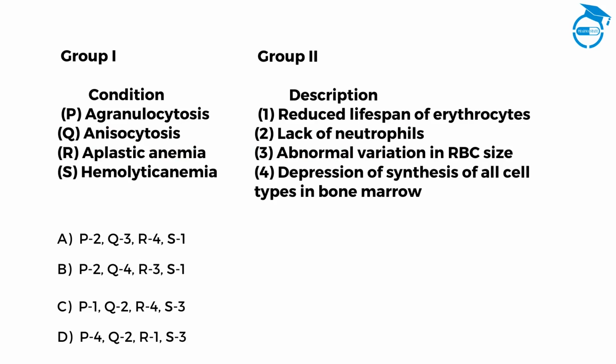Group 1, Group 2. Condition, description. P. Agranulocytosis, 1. Reduced lifespan of erythrocytes. Q. Anisocytosis, 2. Lack of neutrophils. R. Aplastic anemia, 3. Abnormal variation in RBC size. S. Hemolytic anemia, 4. Depression of synthesis of cell types in bone marrow.